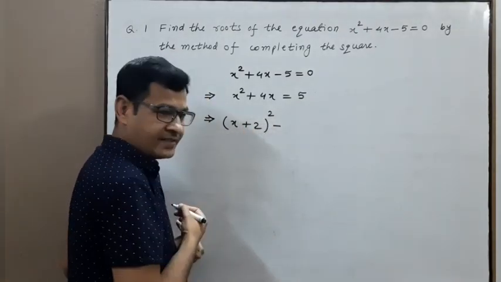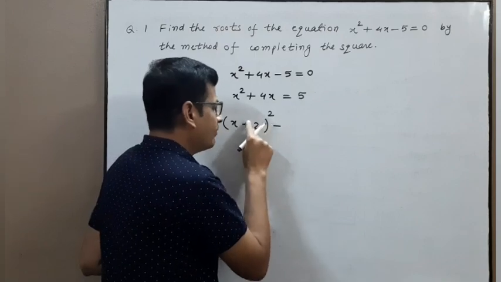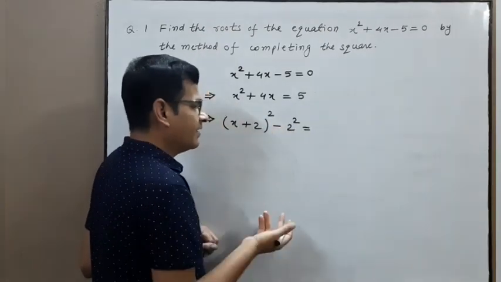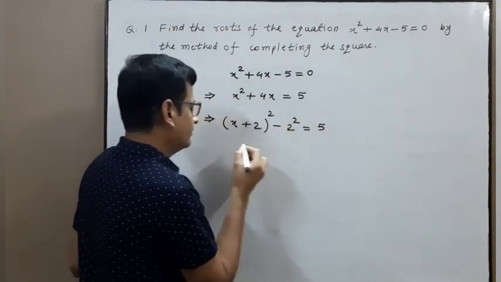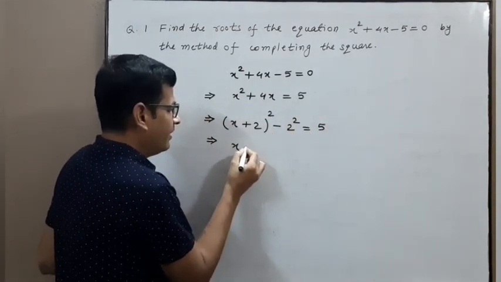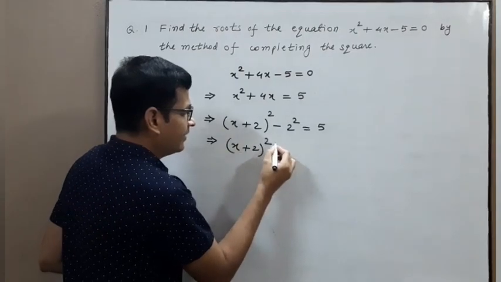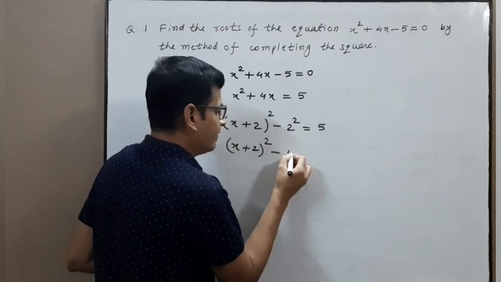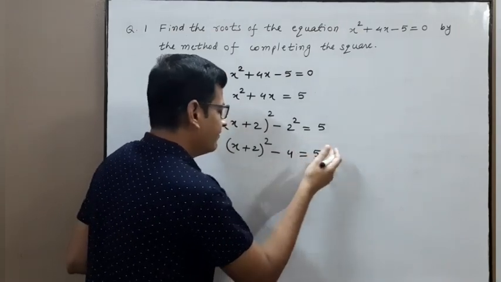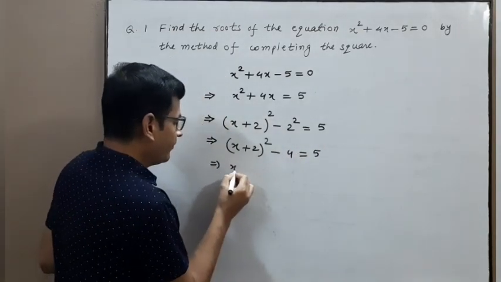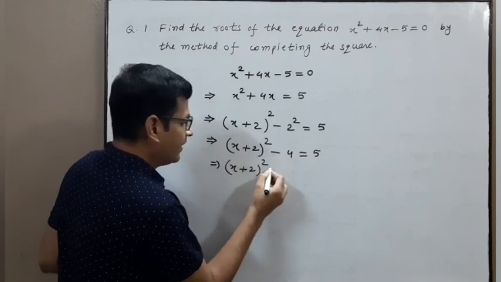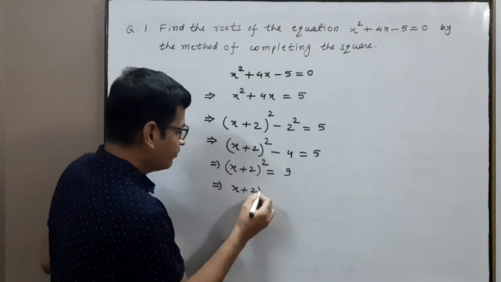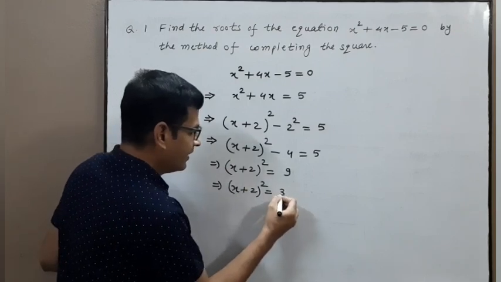And always write a minus sign, and here write the square of that number. You can write 2 square, or you can directly write 4 also. Next step, x plus 2 whole square is equal to, here first write 2 square means 4, equal to 5. Send it to that side. x plus 2 whole square equal to 9. x plus 2 whole square is equal to 3 square.